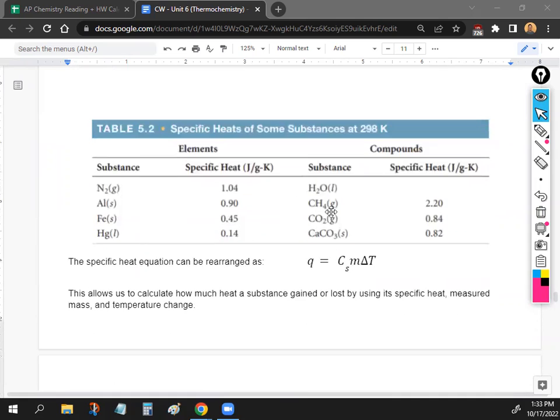So the specific heat of water was 4.18, right? The reason why we calculated that is to compare it to some other substances. Water's 4.18, nitrogen gas 1.04, aluminum 0.9, iron 0.45. Looking at all these different substances, what do you notice about the specific heat of water? It's very high, which means it takes a lot of energy to heat up water. That's why it takes forever to boil water for your ramen noodles.